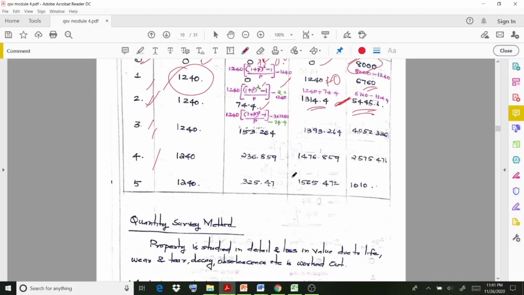Then the quantity survey method, already mentioned, is a property study in very detail, and loss in value due to life, wear and tear. Everything will be studied. The quantity survey method is actually a survey method, that is, we study in detail how much loss the property has suffered as depreciation. Okay, so these are the 4 different methods which we are using to find out the depreciation. Okay, so with this we wind up today's session. Thank you.